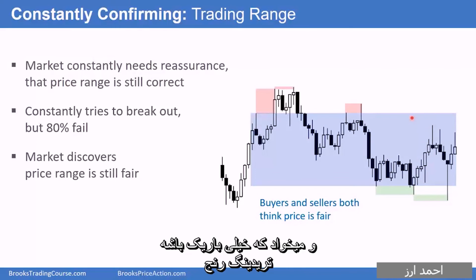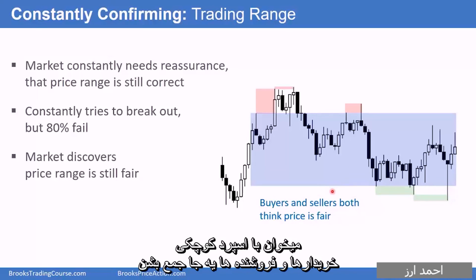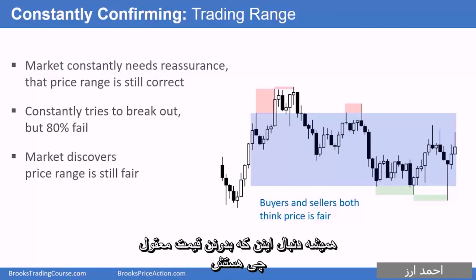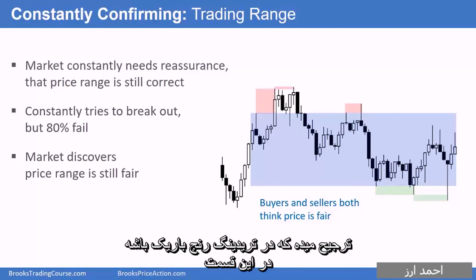And the markets really want the range to be extremely tight. They want to bring buyers and sellers together with very little spread, and they're always in search of the perfectly fair price. The markets always want to be in trading ranges, and they prefer to be in very tight trading ranges.